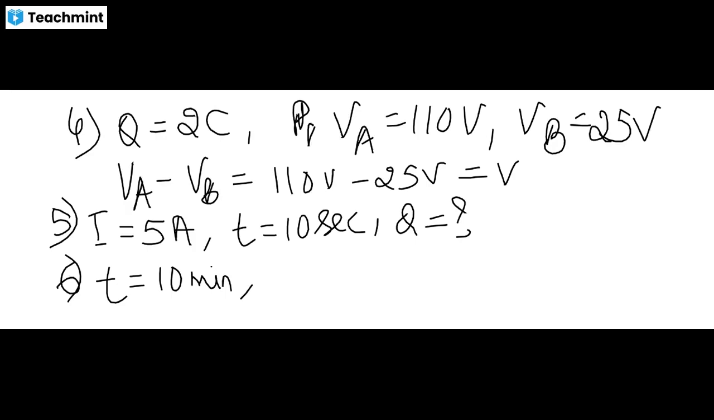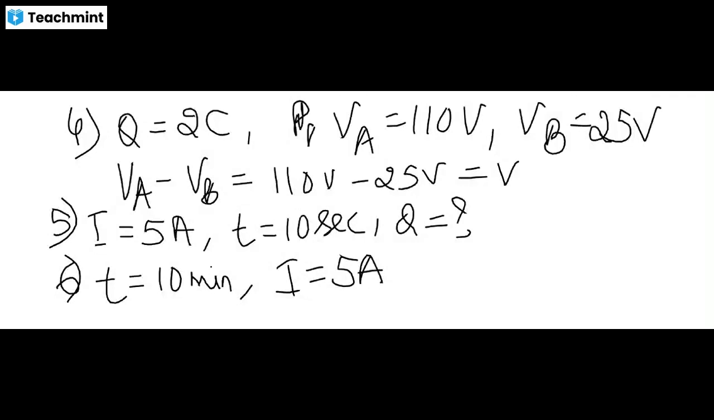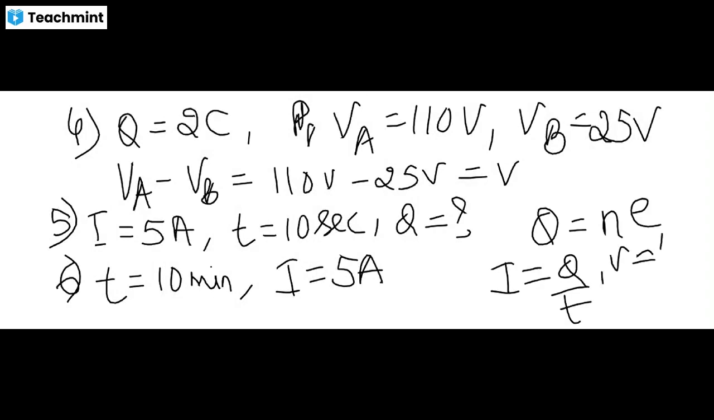Current is 5 amperes. Okay. So these questions you just practice based on two formulas. One is charge, that is Q is equal to N into E, and I is equal to Q by T, and V is equal to W by Q. Using these three formulas only you should do this problem. Okay? Understood now? Shall I move on to the next topic?